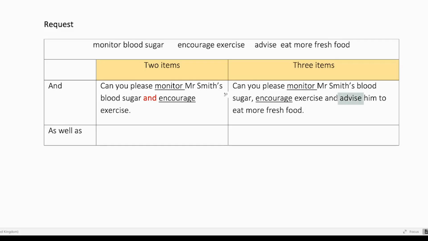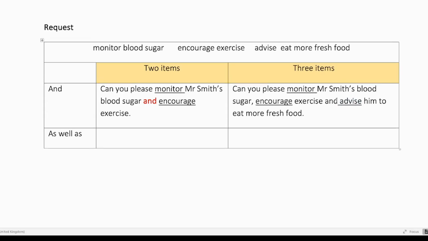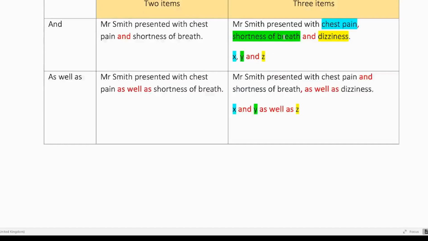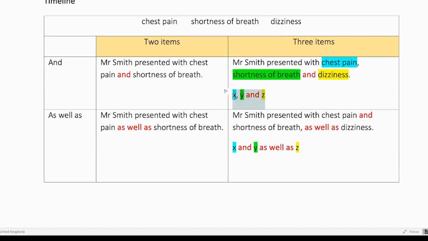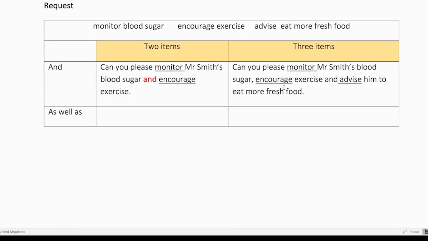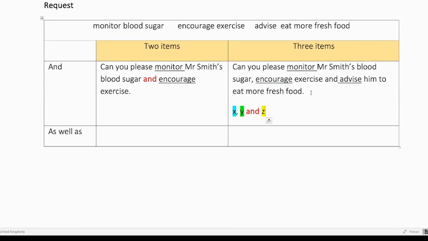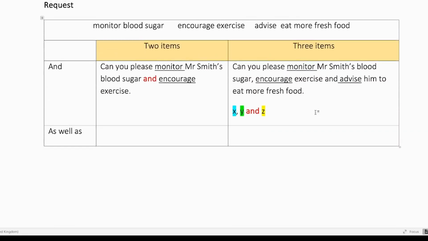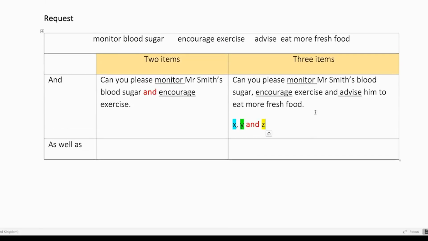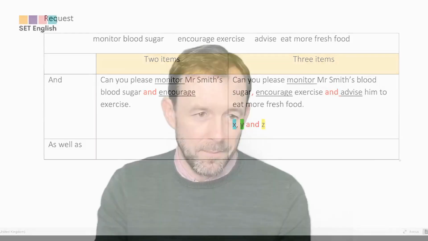Okay, so what have we got? We've got our 3 verbs. Excellent. And what have we got in terms of a list? Well, let's take this back again. We've got X, Y, and Z. That's our list. Okay? X, Y, and Z. Excellent. All right. So, and is here. Our comma is there. No problem. But, unfortunately, this is where the complexity really kicks in.